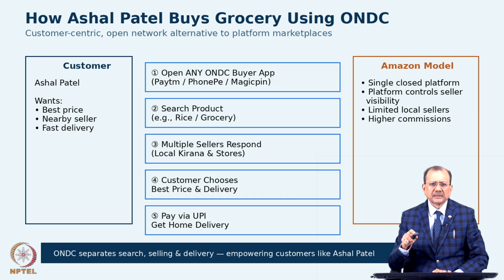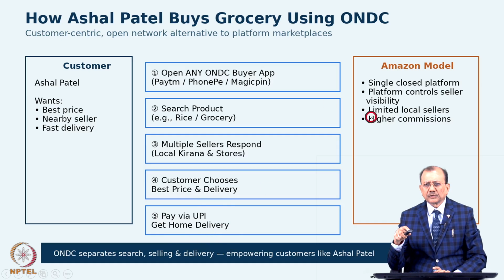Now, here I have shown the sequence of operation. Like in the first column you will find this person, Ashal Patel, wants to buy a product at a good price, from nearby sellers, with fast delivery. How will it operate? Open any ONDC buyer application, Paytm or PhonePe, you can use Paytm and PhonePe. Search the product which you want to buy, and multiple sellers respond. You can select one of the sellers depending upon the price and the proximity, and then you can also select the best price and delivery option, and then you can make payment through one of the payment gateways. So, this is the way the model works.